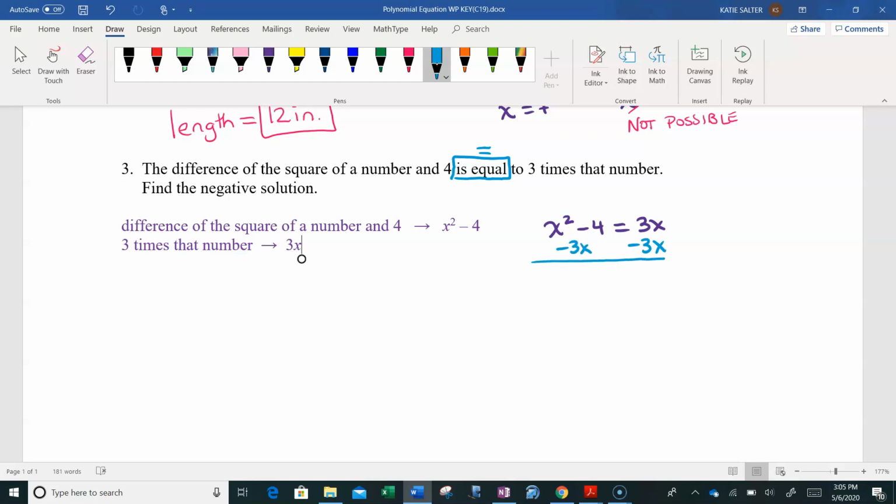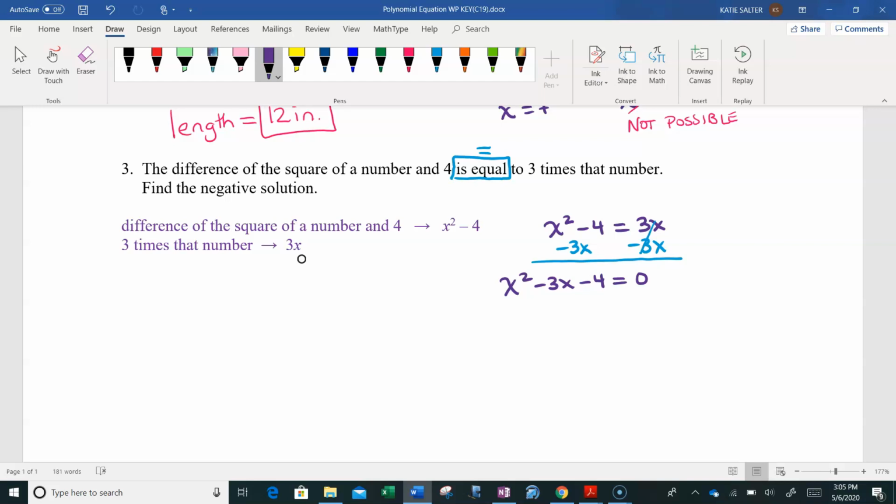Make sure when you do this, though, that you position that negative 3x so that your trinomial will be in descending order. Sometimes you might have one that has a like term. In this case, we don't. But if you do have to add or subtract something that has a like term on the other side, make sure to stack it under it. So we get x squared minus 3x minus 4 is equal to 0.